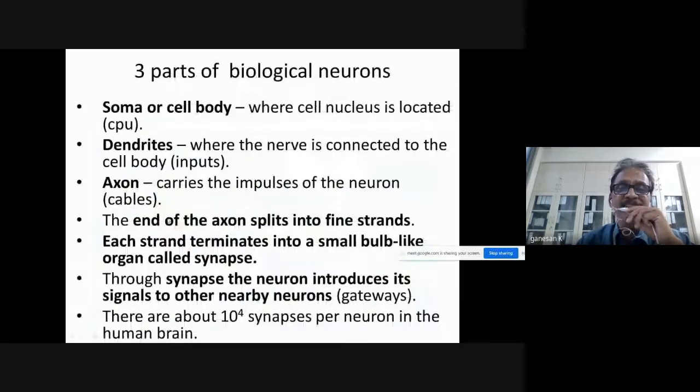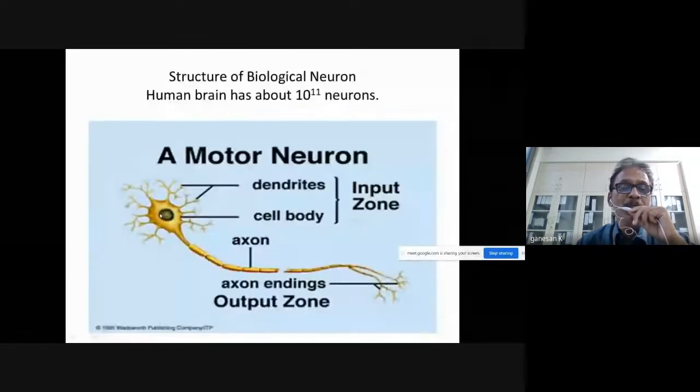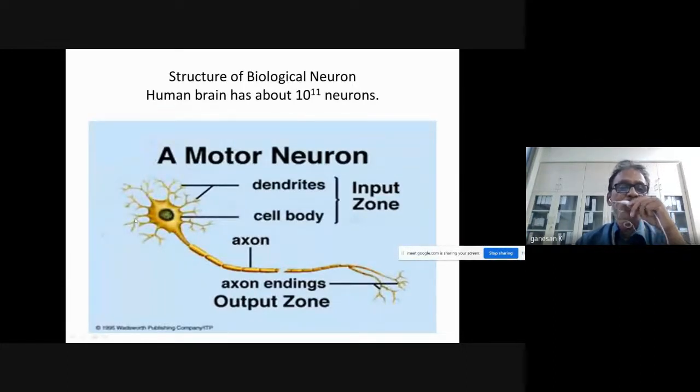And then the dendrites, where the nerve is connected to the cell body. Because any program which is running in the CPU needs input, the inputs are coming through dendrites. What you see as fiber-like or root-like structures are dendrites. You may get different inputs for solving a given algorithm. You may give one input, two inputs, 10 inputs, depending on the kind of problem you have. The inputs are obtained and then passed to your soma or cell body.